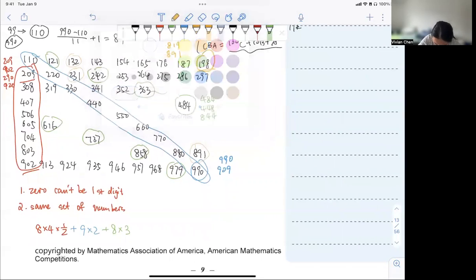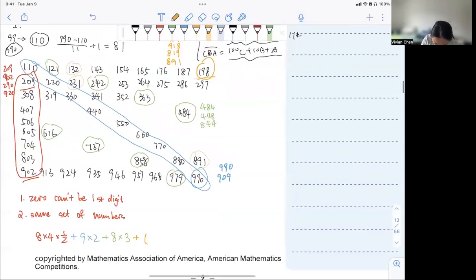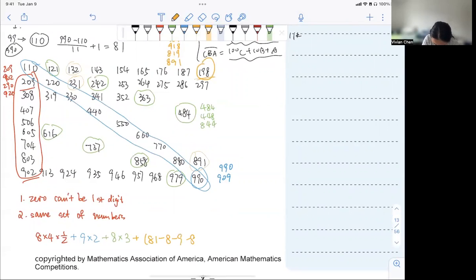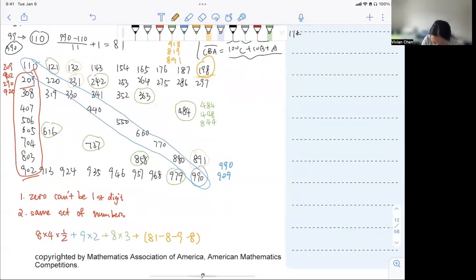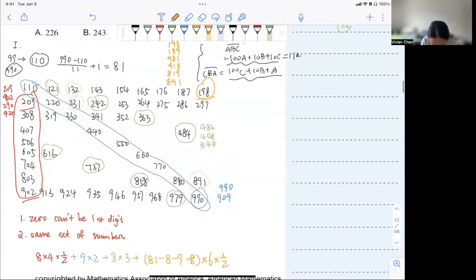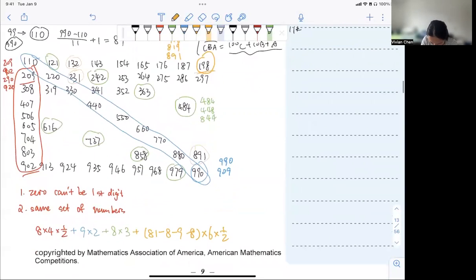Okay, plus there are, what else? We have 89 in total, minus 8, minus 9, minus 8. This is how many numbers are left that are orange. They have 6 permutations, but we can only take half of them because 2 of them are the same. And then you will get the number 168.